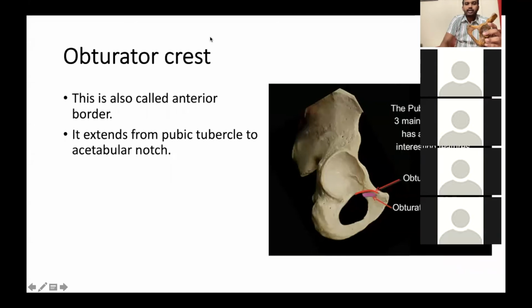And what is the next point? It extends from the pubic tubercle to the acetabular notch. This is the anterior border, or the obturator crest. Is it clear, everybody? What's the next one?